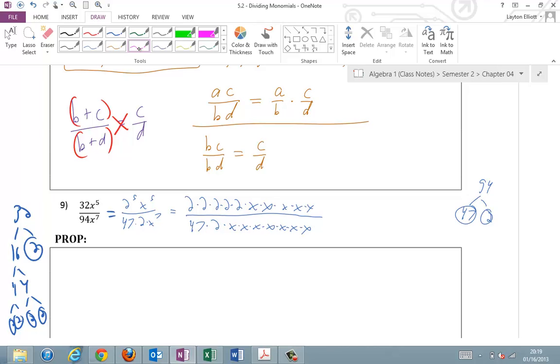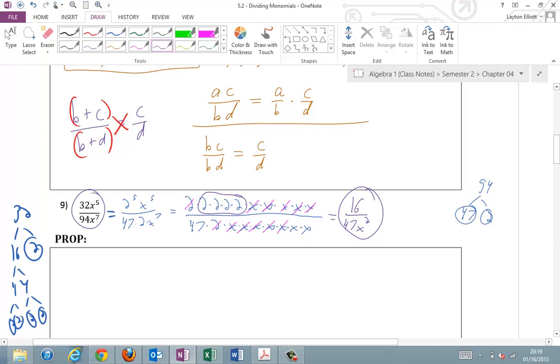We are now going to cancel what we have. I have a 2 on top and a 2 on the bottom. I have x here, x here, x here, x here, 3, 4, and 5 times. We are going to then remultiply whatever is left. I have 2 to the 4th power, which is 16. I don't have any x's left in the numerator. I have 47 in the denominator, and I have 2 x's left in the denominator, x to the 2nd. If you compare your answer with the original problem, you can start to see how this is going to work.